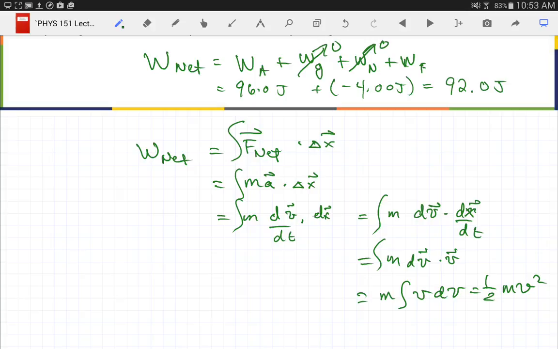Okay, so to people with calculus, that makes some sense. Calculus students can see this is why kinetic energy has an equation of 1/2 mv squared, because we have the work-energy relation that says net work is equal to the change in kinetic energy.